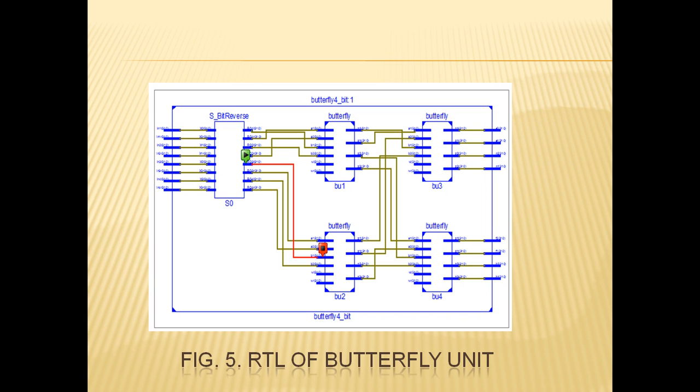So this is the basic RTL of the butterfly unit, or the 4-point FFT structure that we are using. Here, this is the basic RTL structure, where you can see that it contains 4 butterflies and a bit reverse unit. First we bit reverse the input, and then we pass it through the 4 butterflies. We calculate the 8 outputs which we identify.